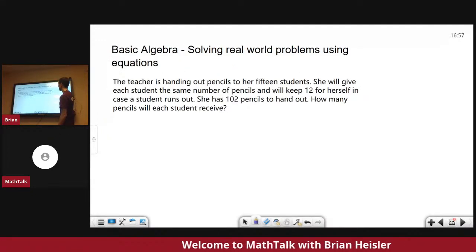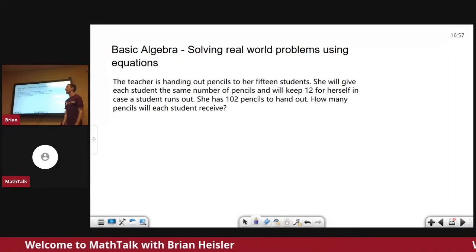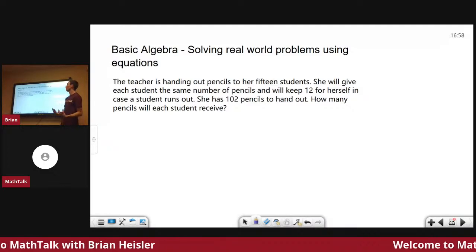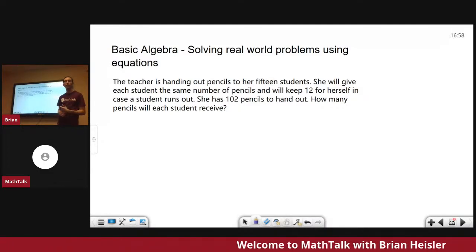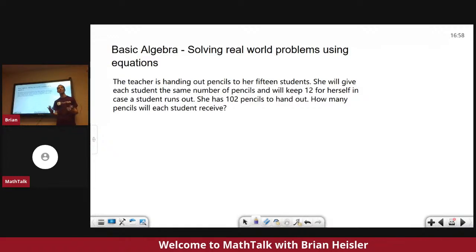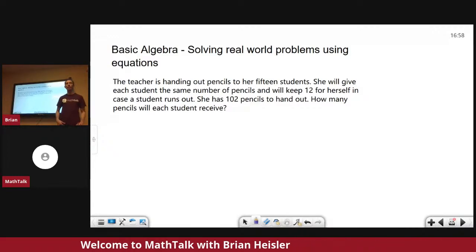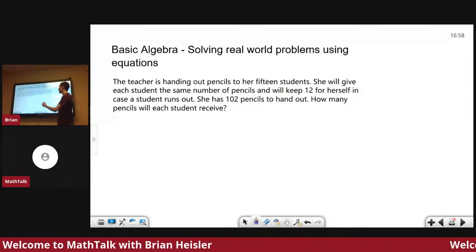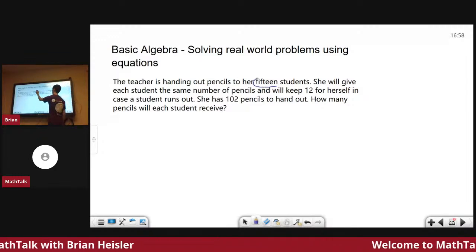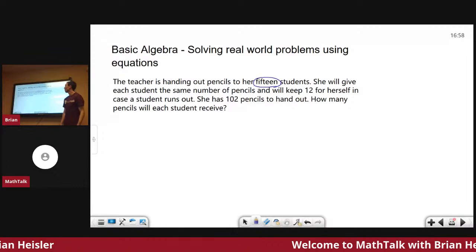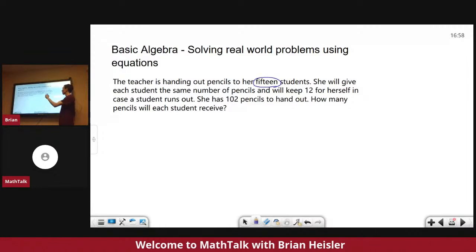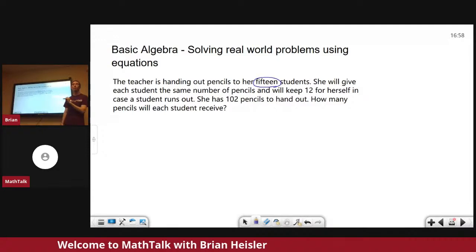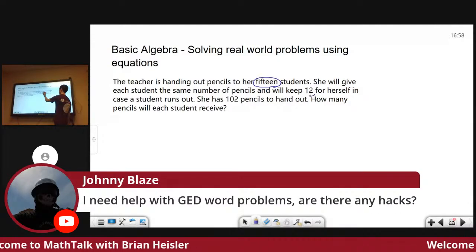Let's see. Here we go. Whoops, one too many. Word problem, basic algebra. Solving a real word problem using equations. All right. So here's a word problem that says the teacher is handing out pencils to her 15 students. I know right away they tell me the specific number of students. That's an important fact. I'm going to circle that. She will give each student the same number of pencils and will keep 12 for herself. Again, they give me a number that's specific. I'm going to highlight that.